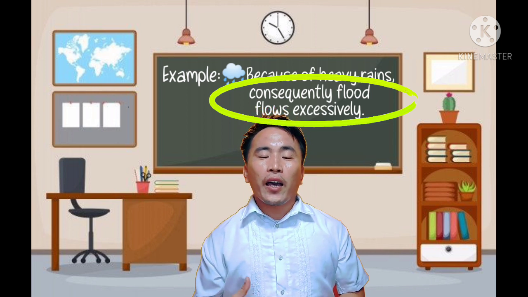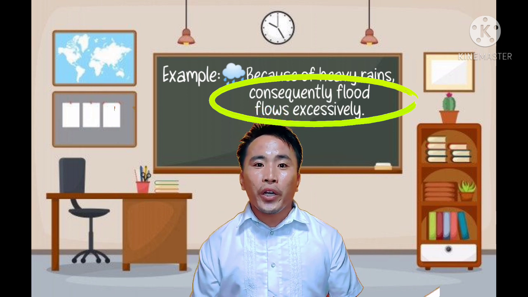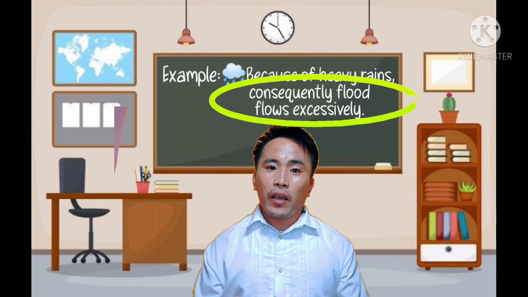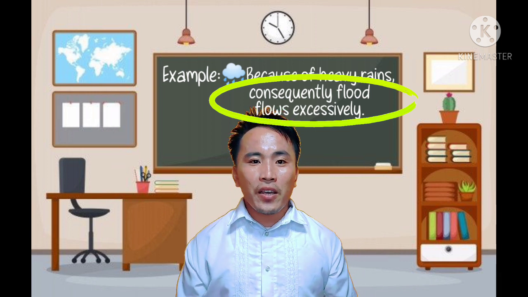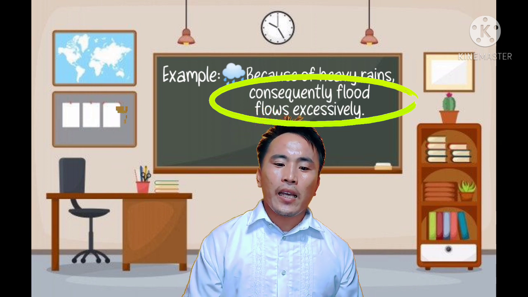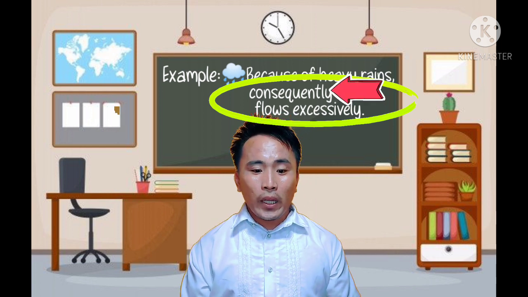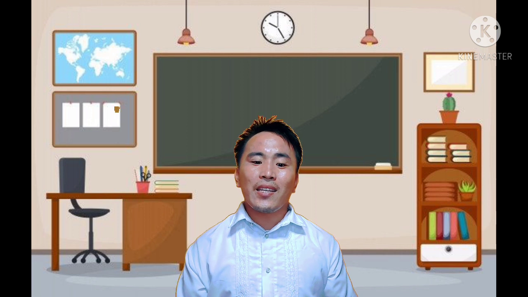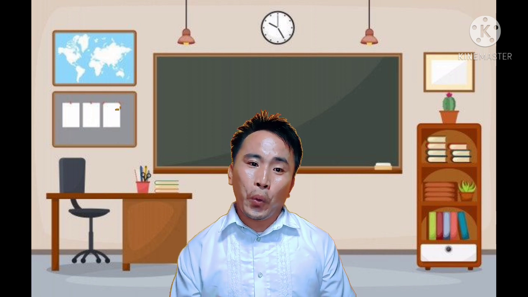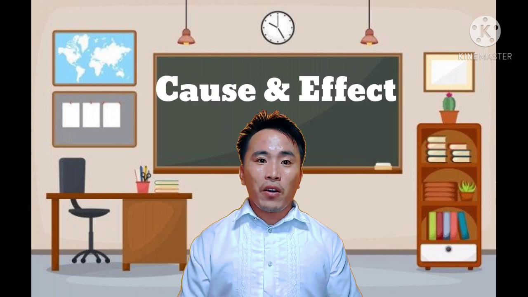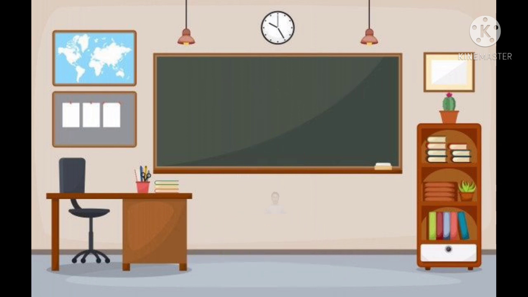And now, can you tell me the transitional word being used? Exactly. The transitional word being used is consequently. Class, is that clear? Very good. And that is cause and effect.